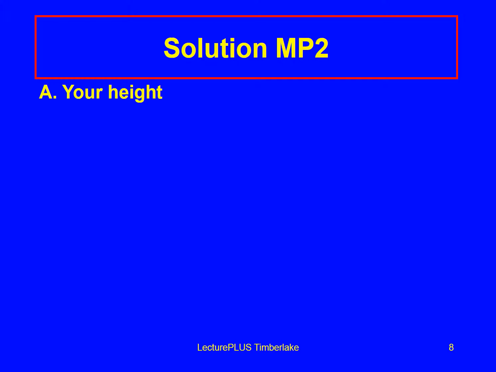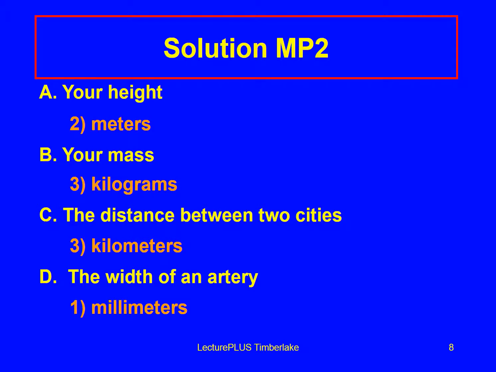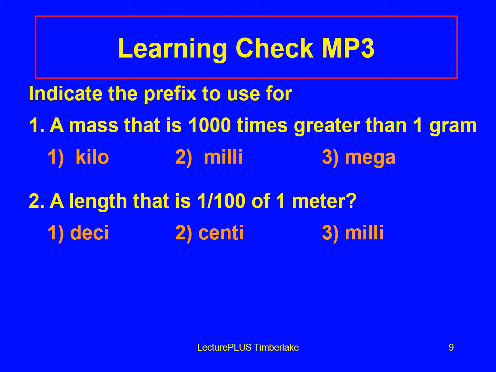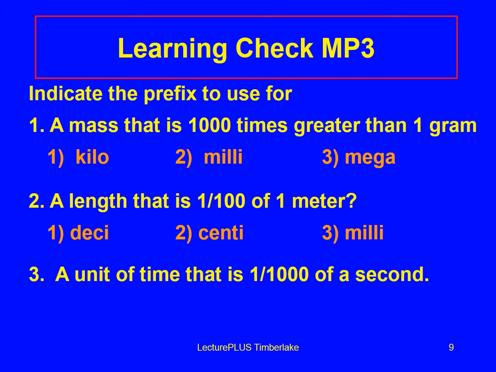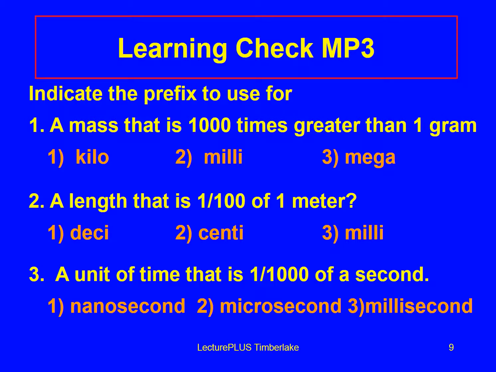Answers are usually on the next slide, and there they are. And our last learning check here for us, we're trying to figure out what prefix we would use to describe the same thing. So take a look at the description. Mass is 1,000 times greater than 1 gram. 1,000 really means kilo. A length that is 1/100th of 1 meter. So small, this is 1/10th, this is 1/100th, this is 1/1000th. And a unit of time that is 1/1000th of a second. That is a very small time, not this small, but this small right here, millisecond.